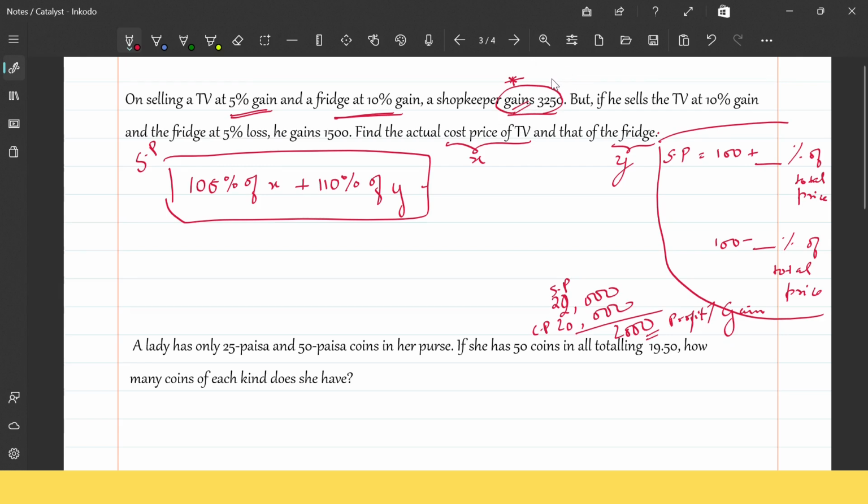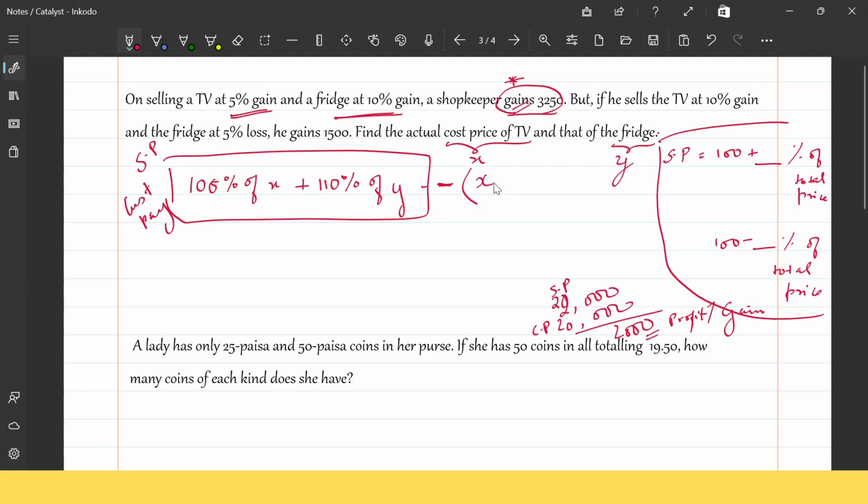The total amount he is receiving from the customer is not 3250. Here in this example, if I tell you he is making a profit of 2,000, what he will be getting from the customer is 22,000, but the profit that he is making is 2,000 rupees. Okay, so now this is the selling price. This is what the customer will pay him, minus this whole thing, minus the cost of the fridge and the TV, will give me the profit.